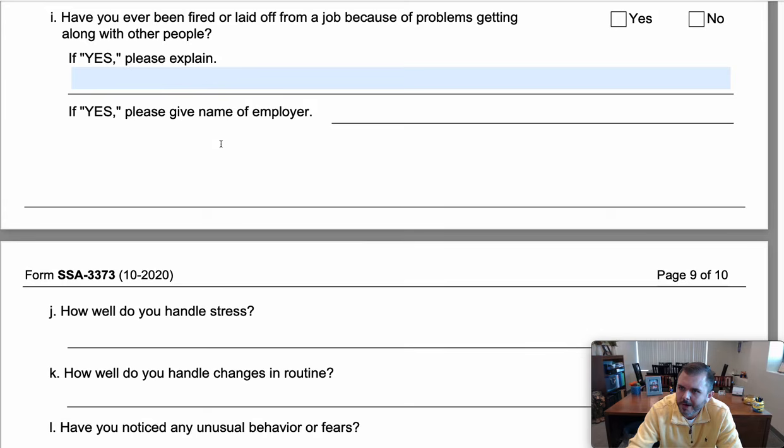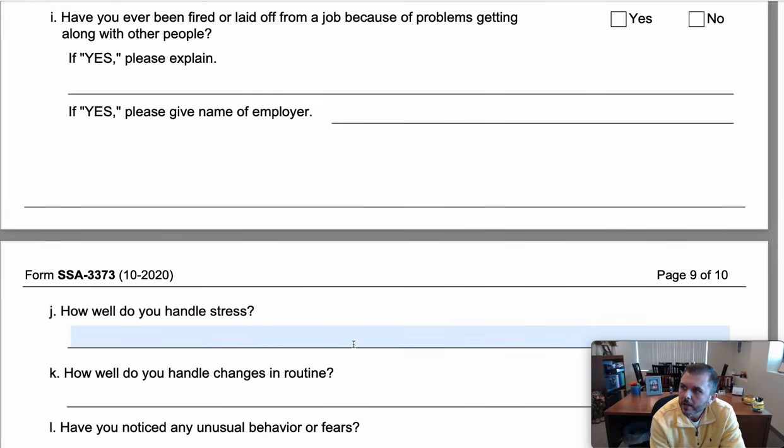Have you ever been fired or laid off from a job because of problems getting along with other people? A lot of folks are proud, as we are wont to be, and want to say that you lost a job because of an innocuous reason, like, well, you just left the job on your own. But in reality, you got fired. And this is not the time to be proud. This is the time to be realistic. And if you were laid off from a job because of these issues, explain that here. This will help you if that's the case.